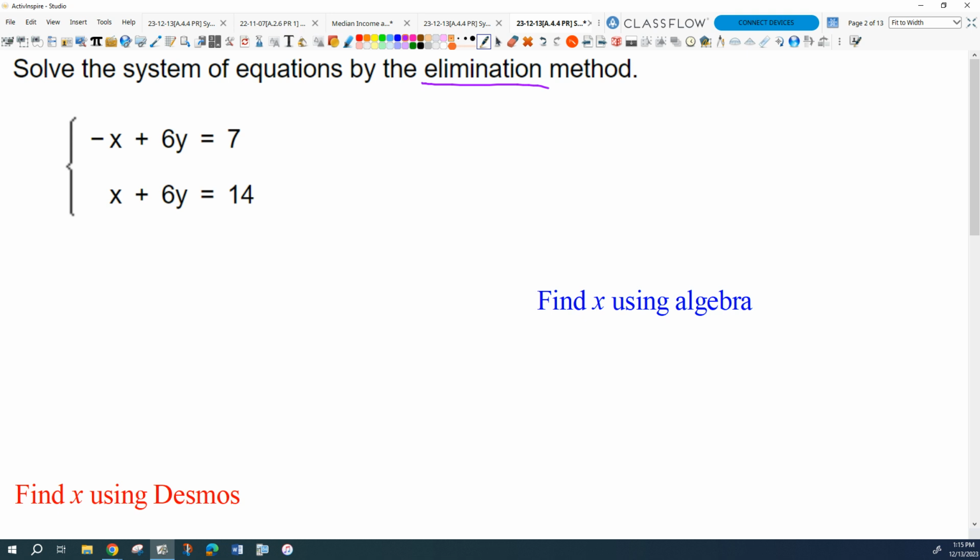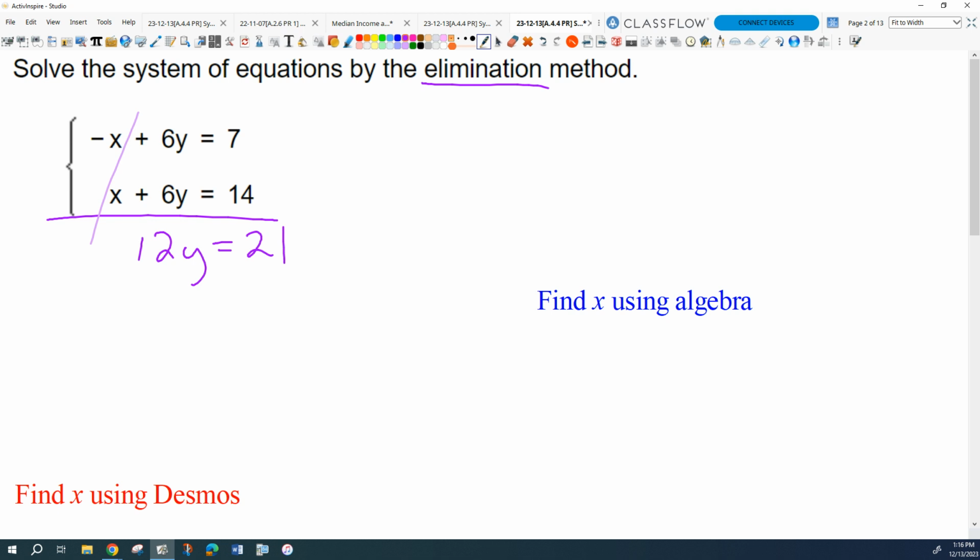Okay, so let's use elimination, though. They tell us to use elimination. What do I have to do to solve that system by elimination? Say it again. Okay, so in other words, I have to do nothing to prepare this for elimination. It's already set up for elimination, isn't it? I can already just add those equations together to eliminate the x's. So if I add these up, the x's cancel. 6y plus y is 12y. 7 plus 14 is 21.